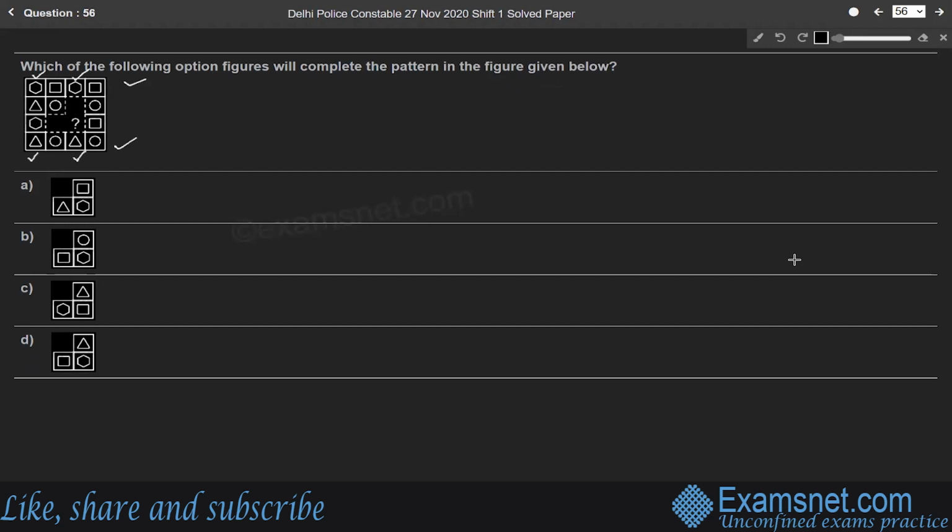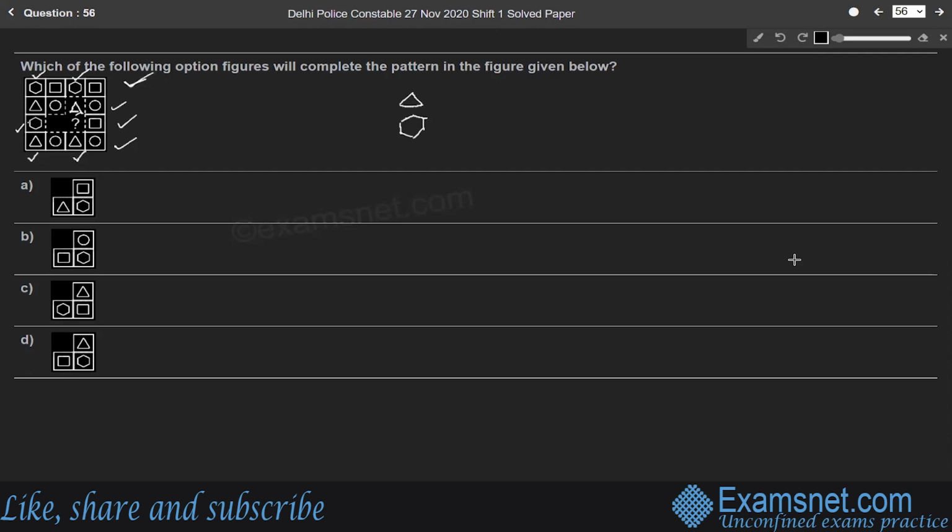Here, the image at the first position is a triangle. Therefore, the image at the third position has to be a triangle. Come to the third row. The image at the first position is a hexagon. Therefore, the image at the third position has to be a hexagon. Right? So look at the first row.